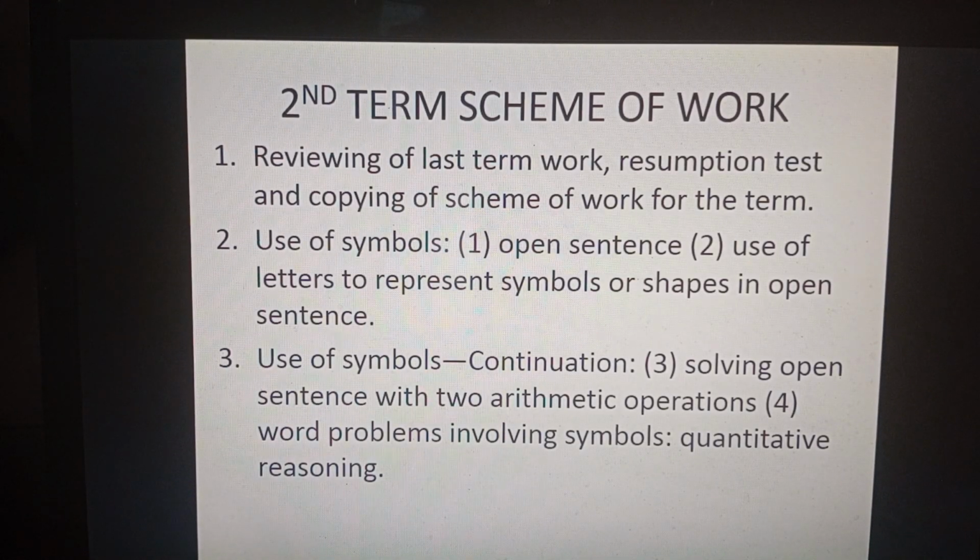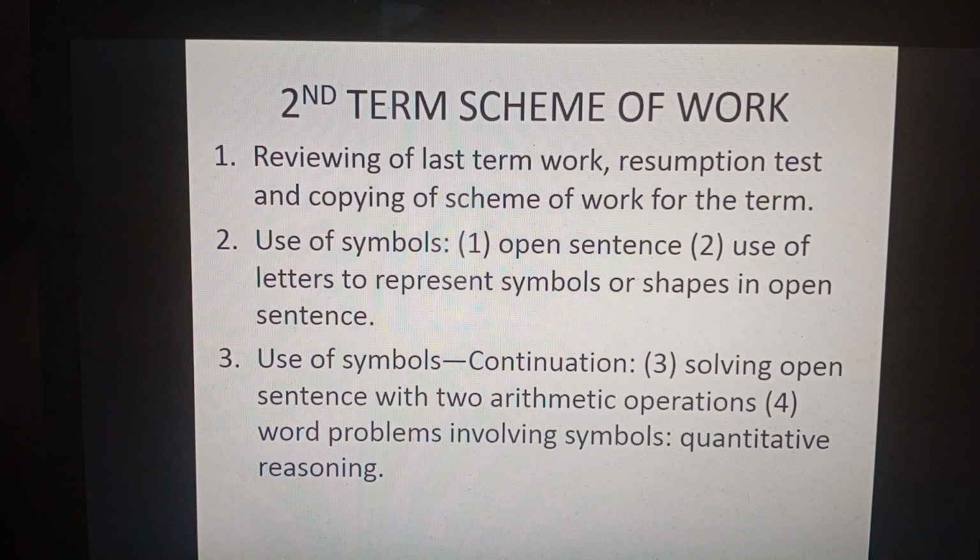Today we shall be reviewing some of the works that we have for the JSS1 Students Mathematics second term. I still remain your mathematics teacher, Mr. Ndubisi Ephraim. Week 1 is the review of last term's work, resumption test and copying of the scheme of work for the term. Week 2 up until week 6, we shall be talking about algebra.